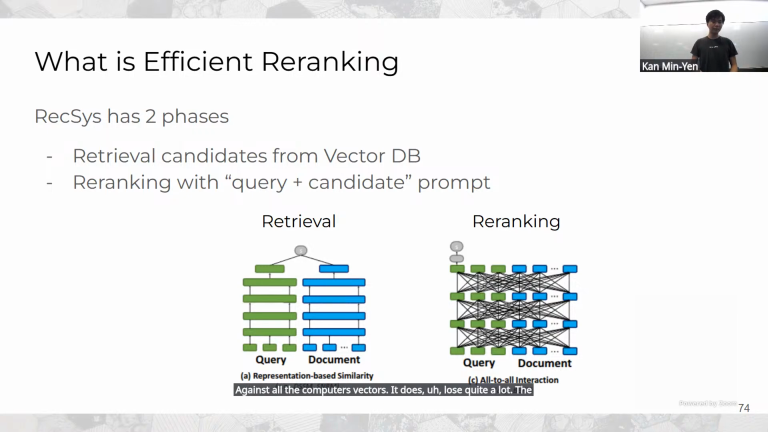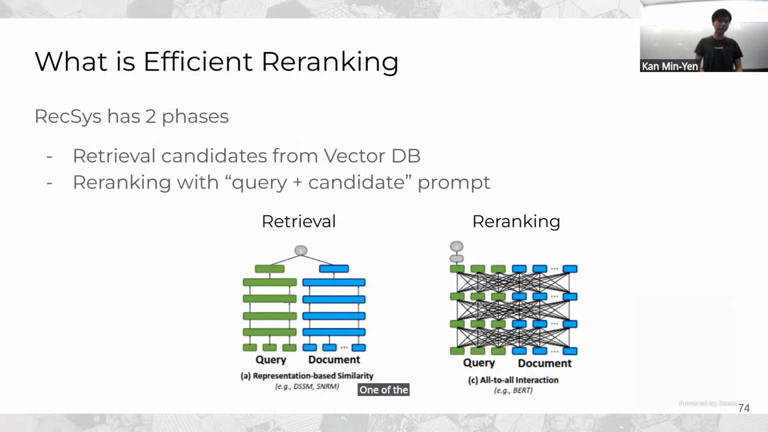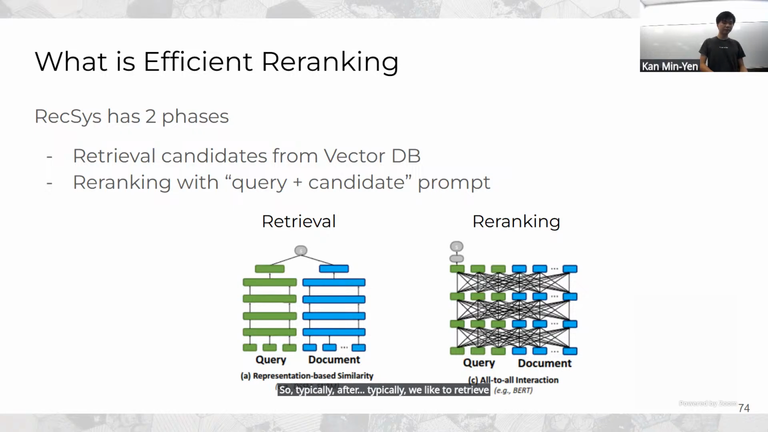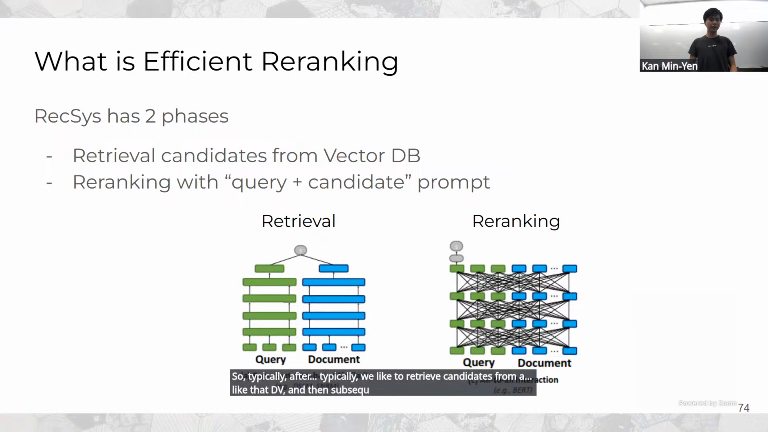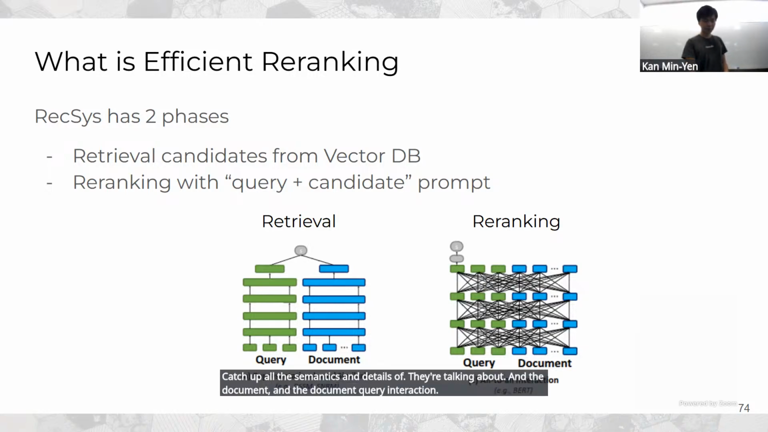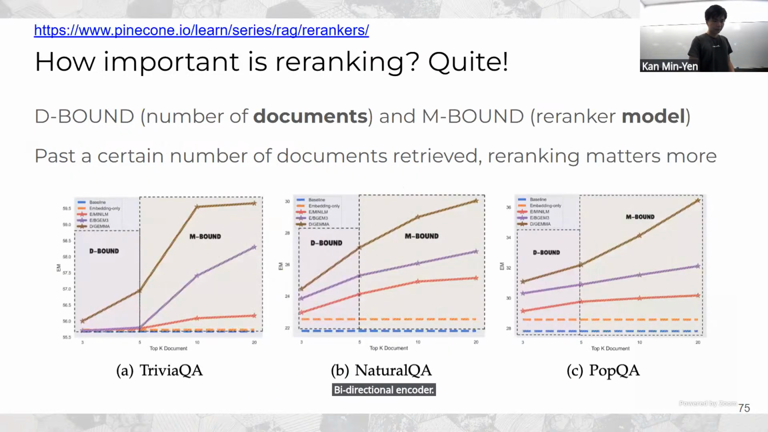The fact that we use dense embeddings here, where every document gets condensed into just a single vector, although the vector is quite high dimensional, it does lead to quite a lot of loss of semantics and meaning. So typically we like to retrieve candidates from the vector DB, and then subsequently we re-rank the candidates so that in the process of re-ranking we are able to capture more of the semantics and details of the document and the document-query interaction. So typically the ranking is done using something like BERT, a bidirectional encoder. And so it turns out re-ranking is actually quite an important step.